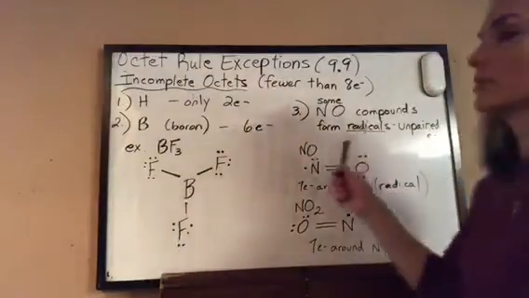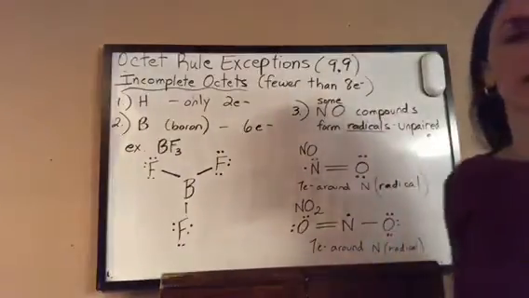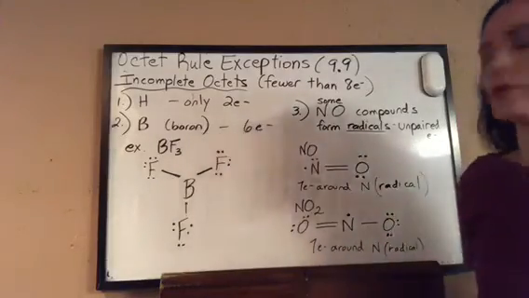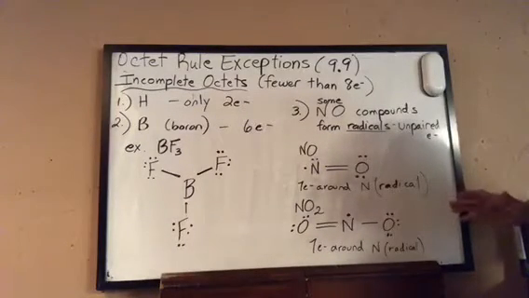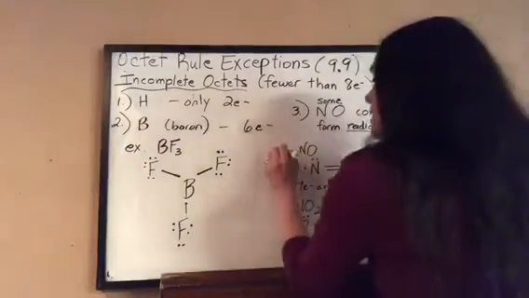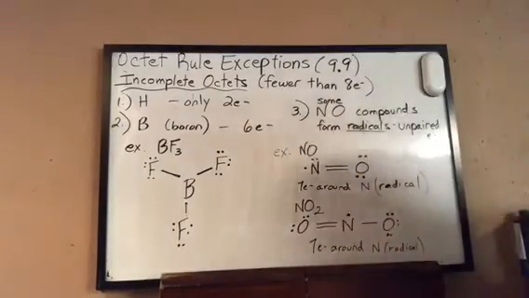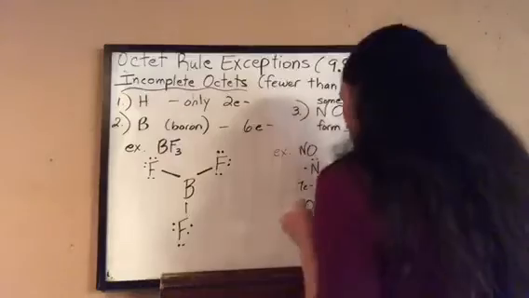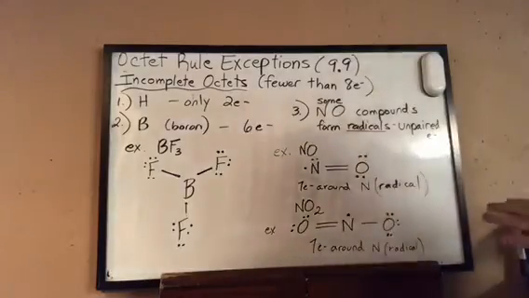Some other exceptions are some nitrogen-oxygen compounds which form radicals. Radicals are very reactive, and when you take organic chemistry, you spend a lot of time talking about radicals. With radicals, you have some odd electron group. Electrons either want to be in a bond with another electron, or they want to be in a lone pair with another electron. So when they're by themselves, they act crazy. One example here is nitrogen monoxide. You have 7 electrons around nitrogen, and it forms this radical. Nitrogen dioxide also forms a radical around nitrogen.